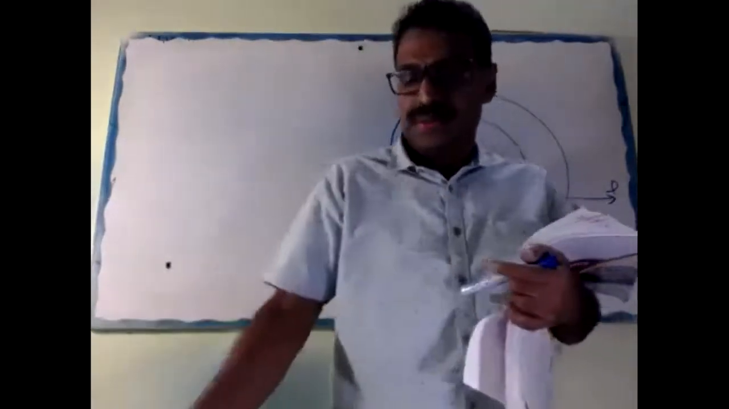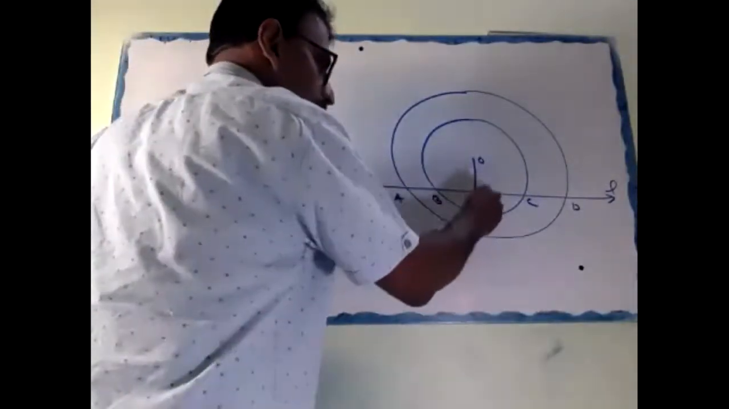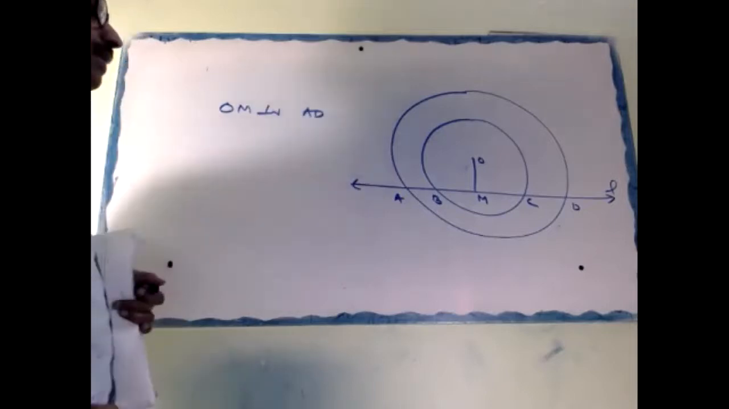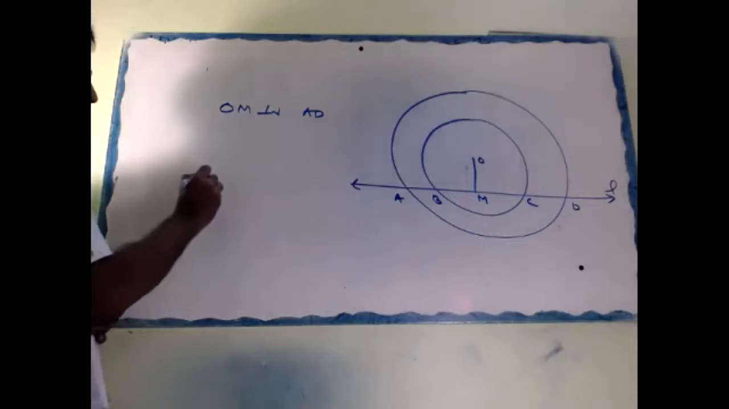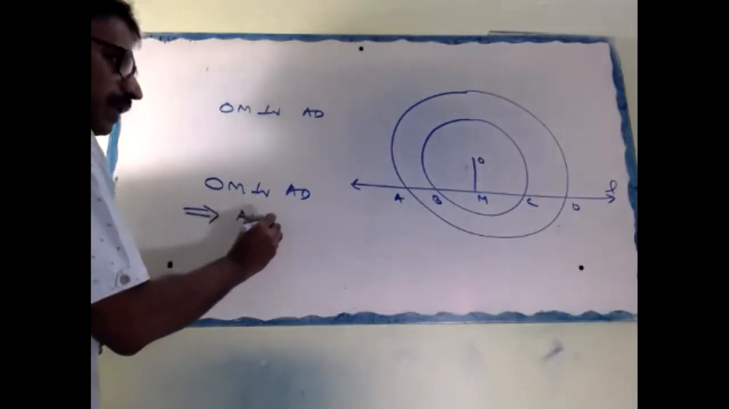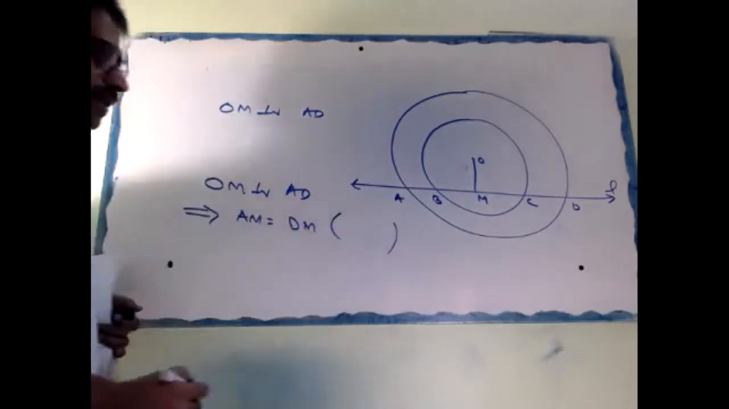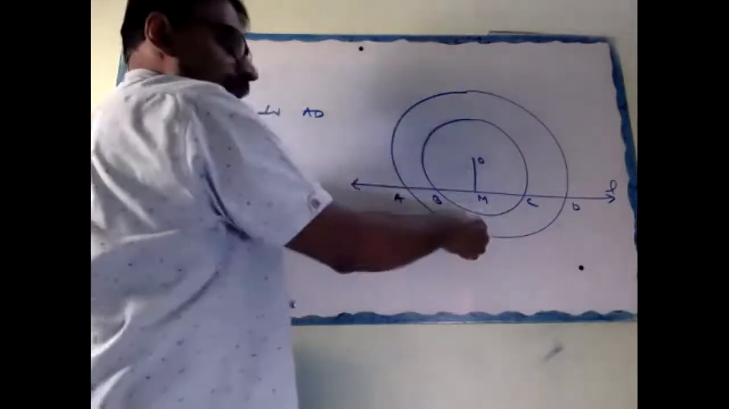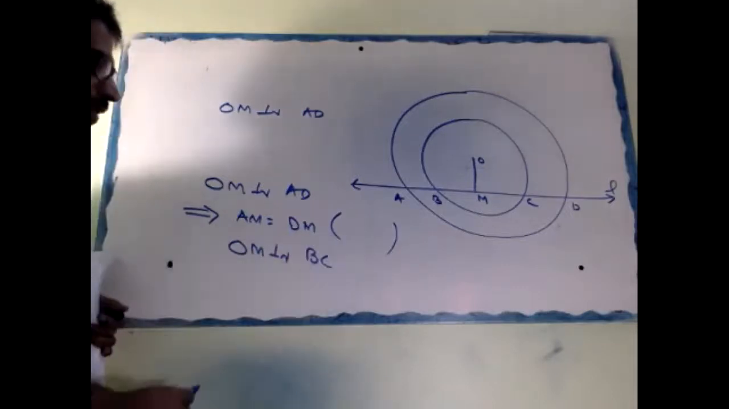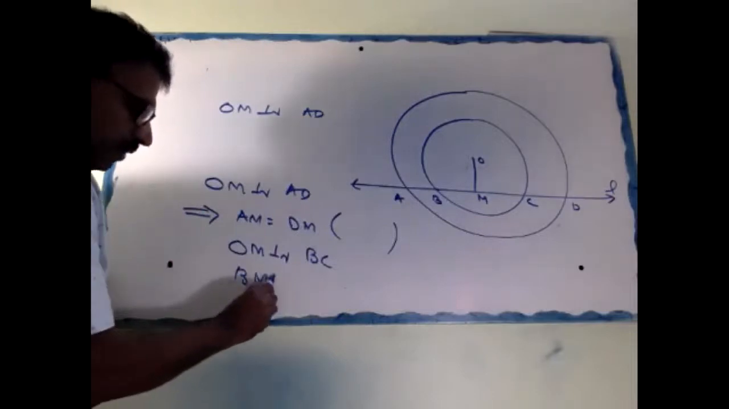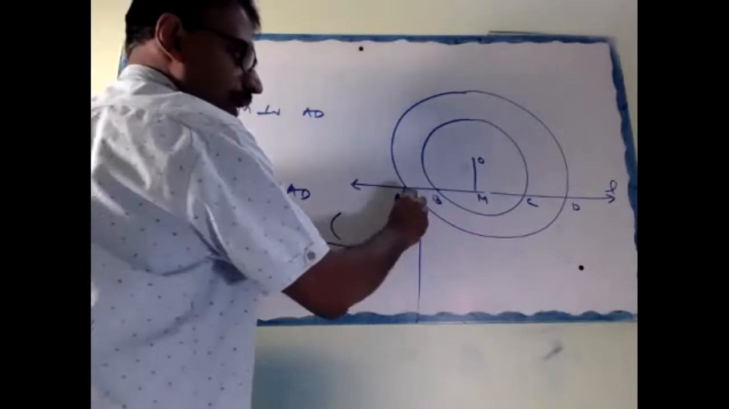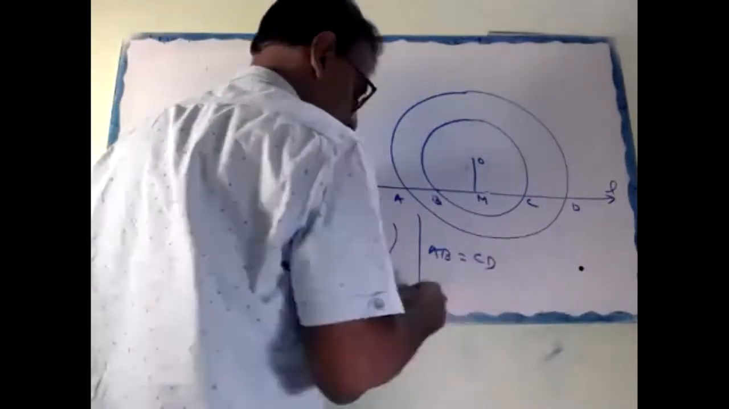Look here. There is a small construction. Draw OM perpendicular to L, that is, OM perpendicular to AD. Now the bigger circle, very simple. Proof: OM is perpendicular to AD, that means AM equals DM. Why? The perpendicular from the center bisects the chord. Then again, OM is perpendicular to BC, therefore BM equals MC. This is number one, number two. So we subtract: AM minus BM equals AB, equals CD. Are you okay?